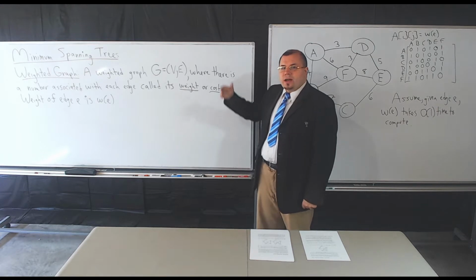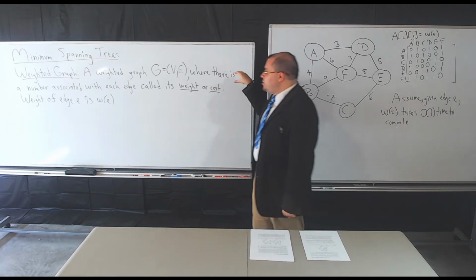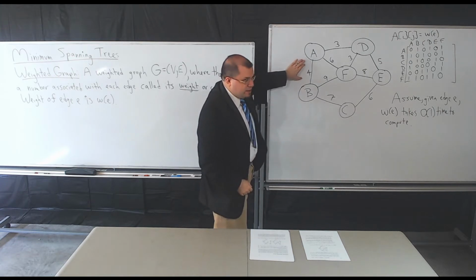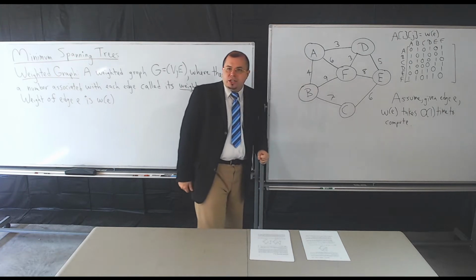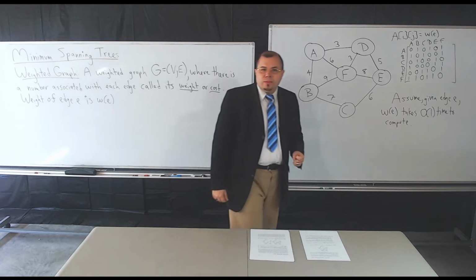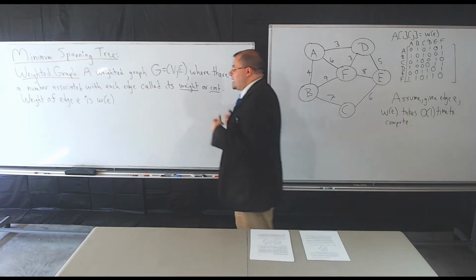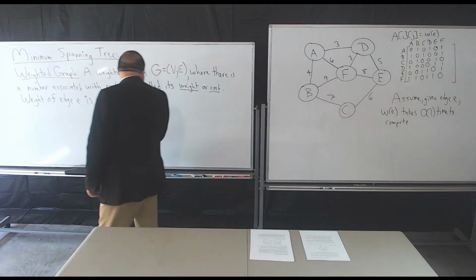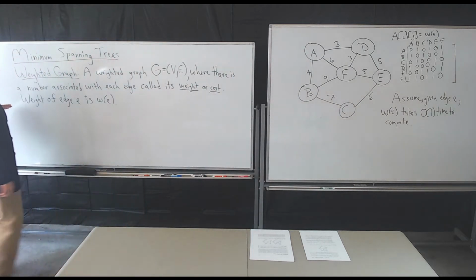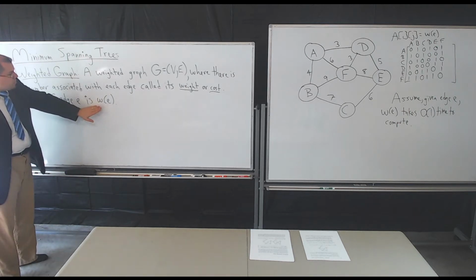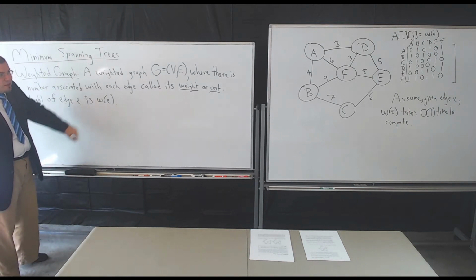So a weighted graph, G, has it where each one of its edges has a number associated with it. This number might be an integer, it might be a rational number. If you want to imagine it as a real number, you can imagine it as a real number. The point is that each edge will have a weight. I'll denote this as W of E, where W is the weight function.